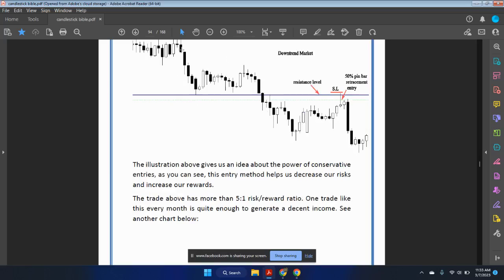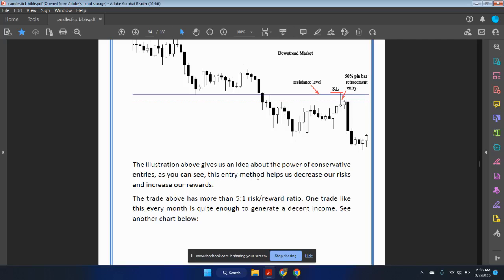All right, we still have that downtrend market that we're in. There's that resistance level. Support then becomes resistance. And here is the retracement. That pin bar was created. You put your stop loss above the high. And then she sold.